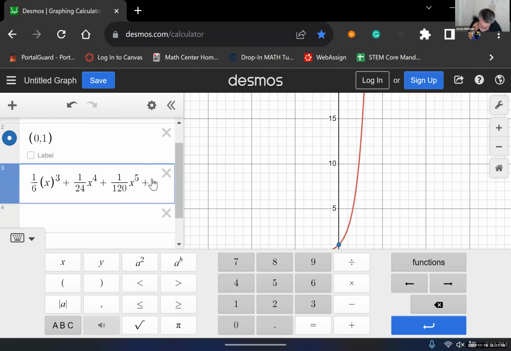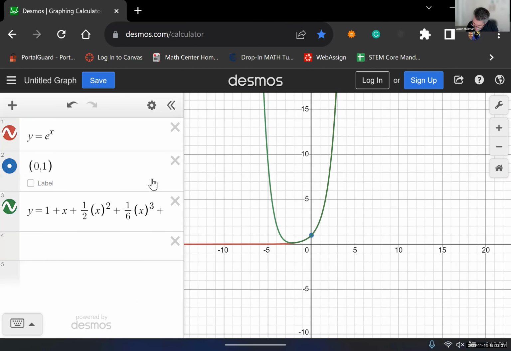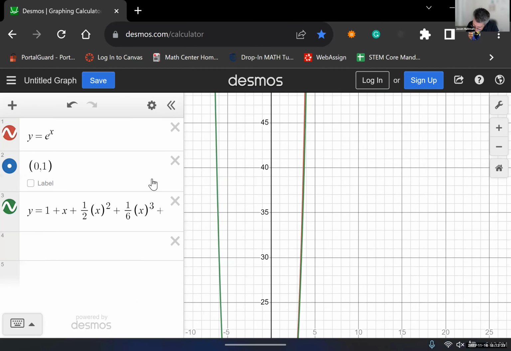But if we add one more here, this would be 1/720, which is my favorite trick on a skateboard. Okay, 720, and that's x to the 6th power. And so, yeah, again, it hugs that thing so nicely.